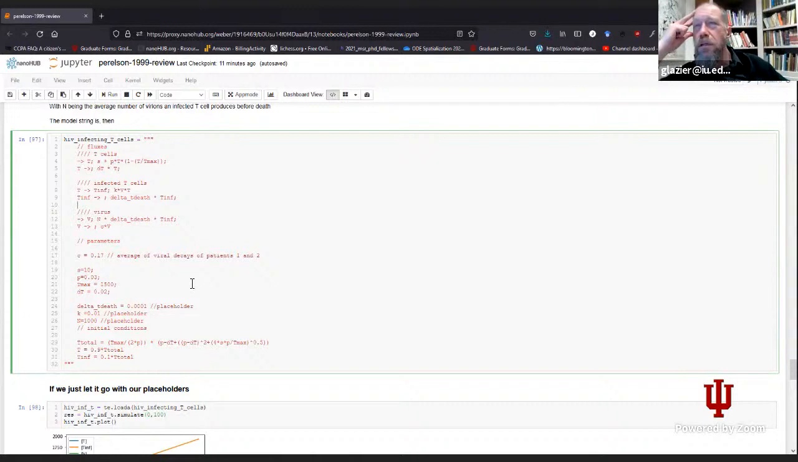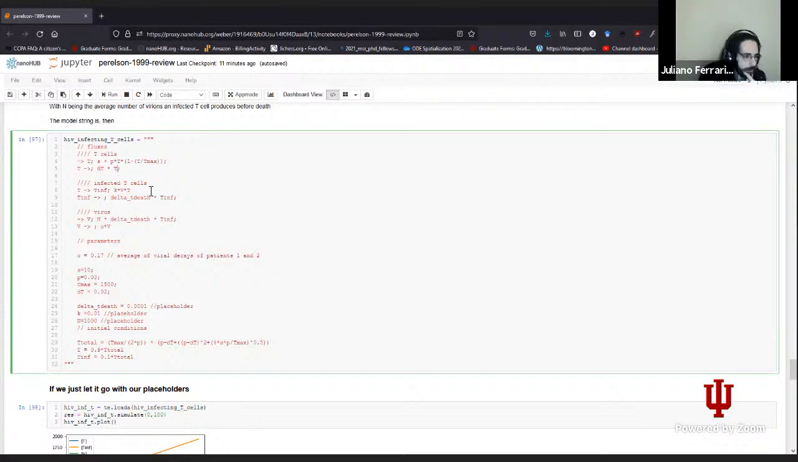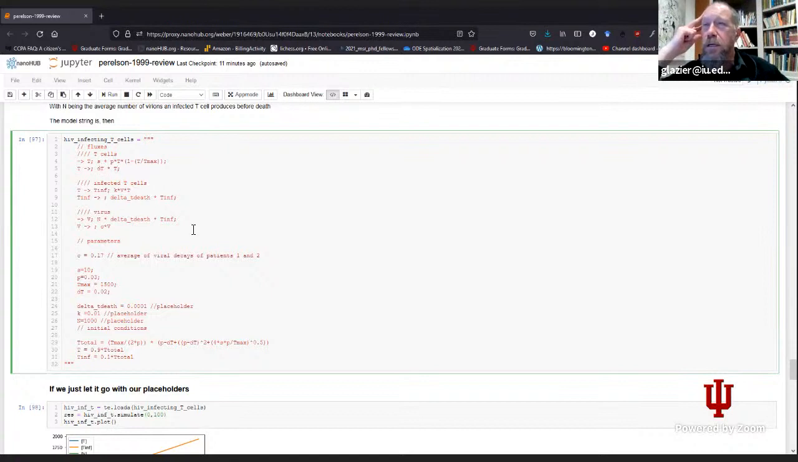Oh, let's see. So nothing goes to T, right? It goes to zero when T is equal to T max. Zero when you have no T cells, okay. And the death rate of the T cells goes like the square of the population. Is that correct? DT is the rate. Okay, sorry. Yeah. Okay. And then they become infected and they die.